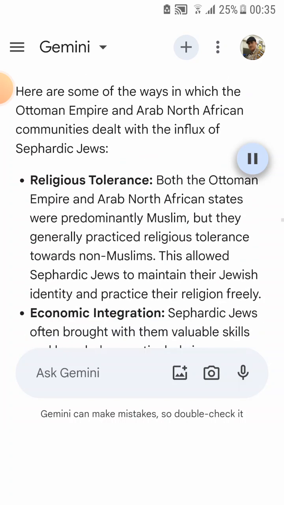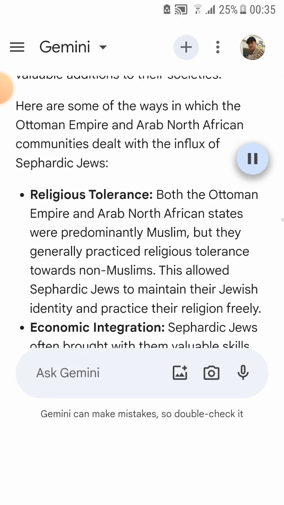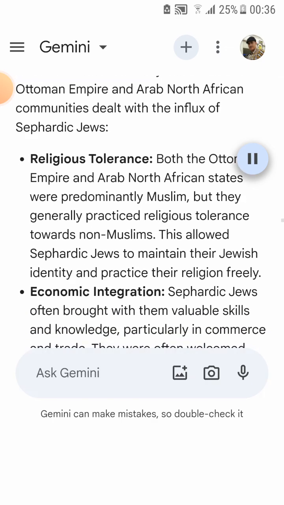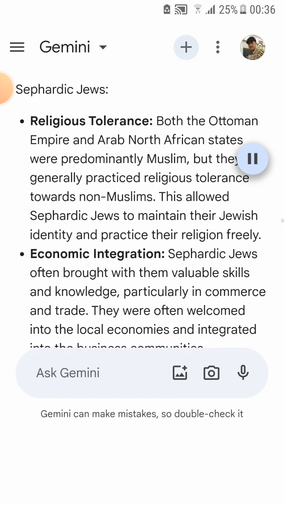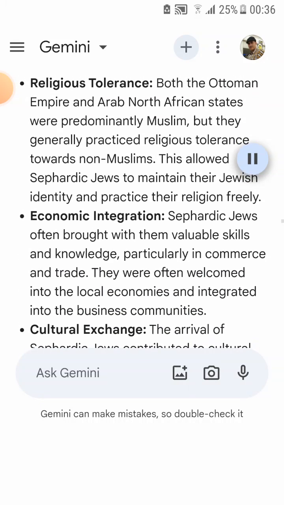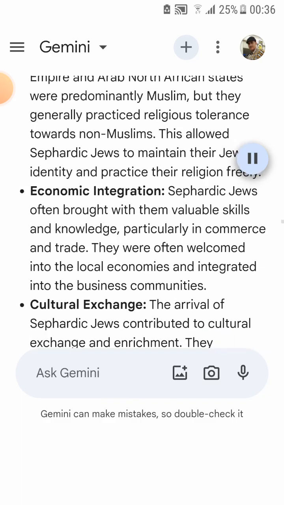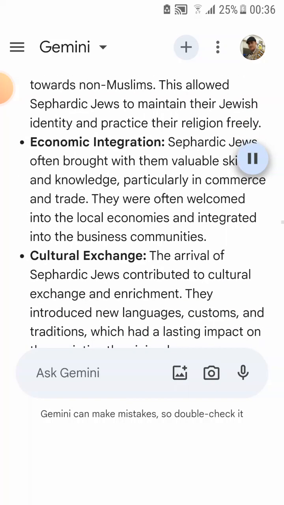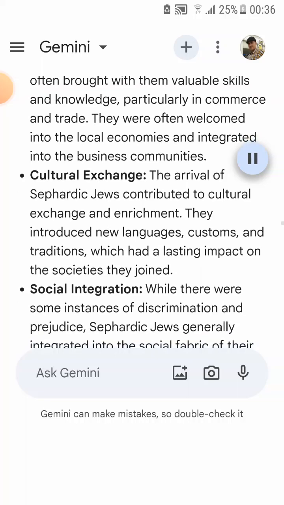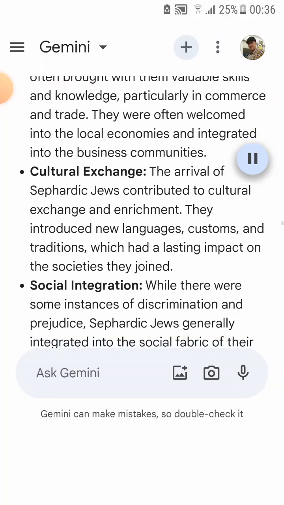Here are some of the ways in which the Ottoman Empire and Arab North African communities dealt with the influx of Sephardic Jews. Religious tolerance. Both the Ottoman Empire and Arab North African states were predominantly Muslim, but they generally practiced religious tolerance towards non-Muslims. This allowed Sephardic Jews to maintain their Jewish identity and practice their religion freely. Economic integration. Sephardic Jews often brought with them valuable skills and knowledge, particularly in commerce and trade. They were often welcomed into the local economies and integrated into the business communities.